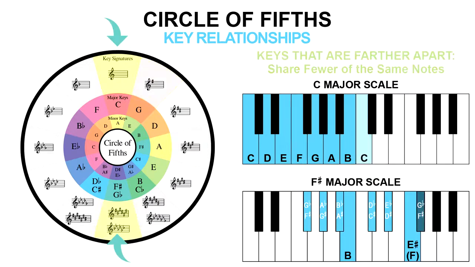Now, as a contrast, if you look at C major and F sharp major, the C major scale is C, D, E, F, G, A, B, and then C, versus the F sharp major scale, which is F sharp, G sharp, A sharp, B, C sharp, D sharp, E sharp, otherwise known as F, and then F sharp again. So only 2 notes are the same in these 2 scales: E sharp, otherwise known as F, and B. So if you're mixing a song in the key of C major with a song that's in the key of F sharp major, they're going to sound terrible with each other because they only share 2 notes in their respective keys.